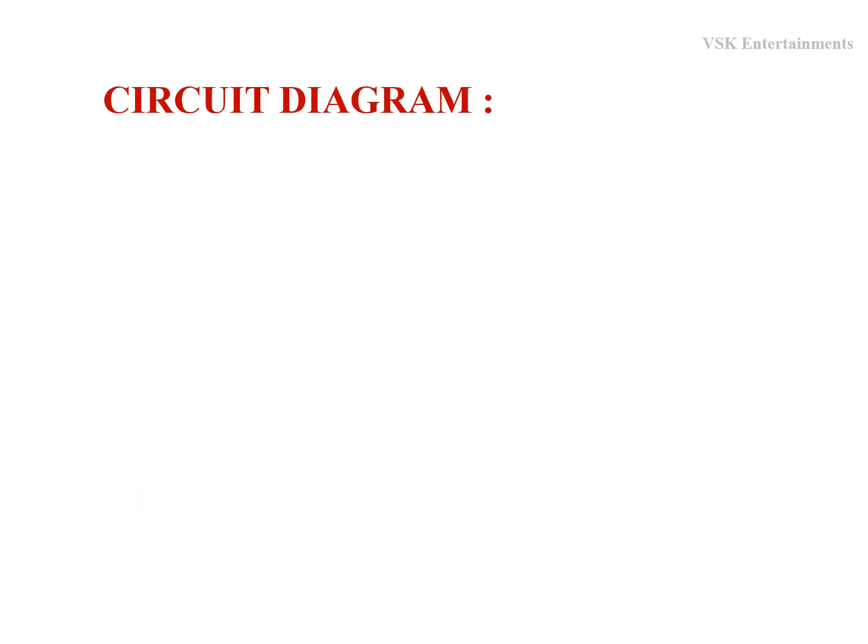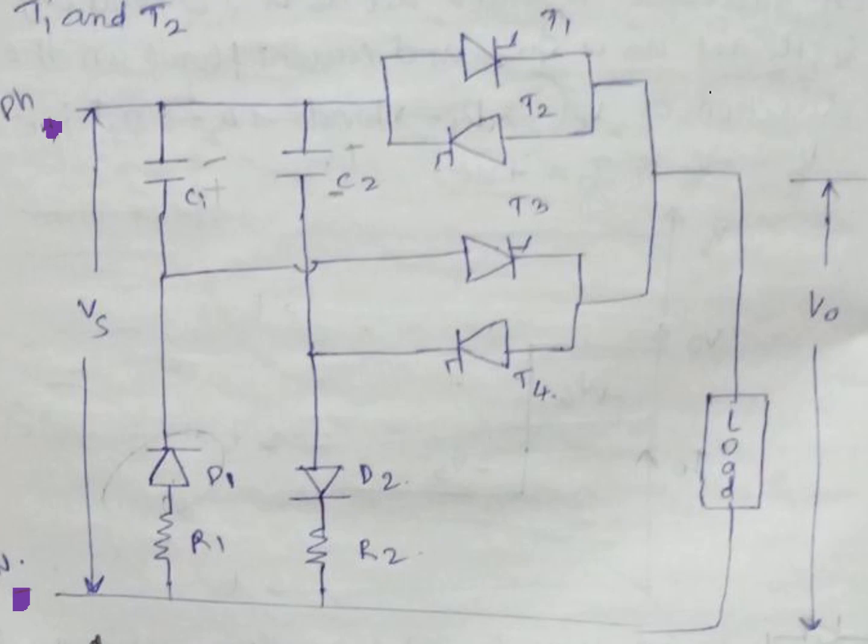Now let's go to the circuit diagram. This is the circuit diagram of the AC chopper, consisting of 4 thyristors T1 to T4, 2 diodes D1 and D2, 2 resistors R1 and R2, 2 capacitors C1 and C2, and a load. This entire circuit is supplied by an AC voltage source Vs.